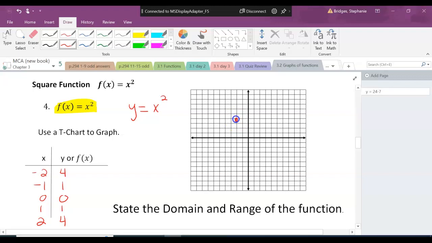Negative 2, 4, 1, 1, 0, 0, 1, 1, 2, 4. And then when I do it, I'm going to curve through. It's not a point, it's a curve. It should look like a U. And then it's going to continue forever on either side up.